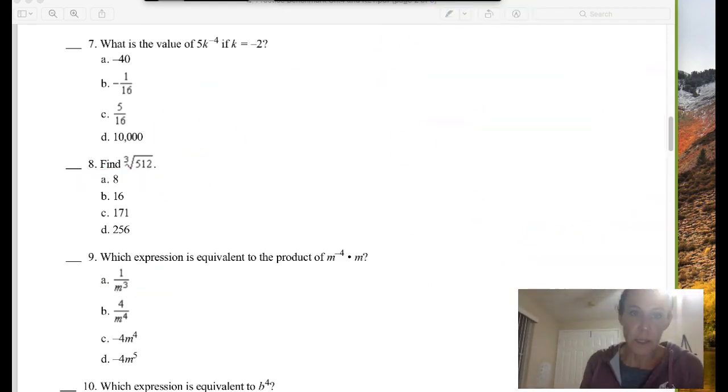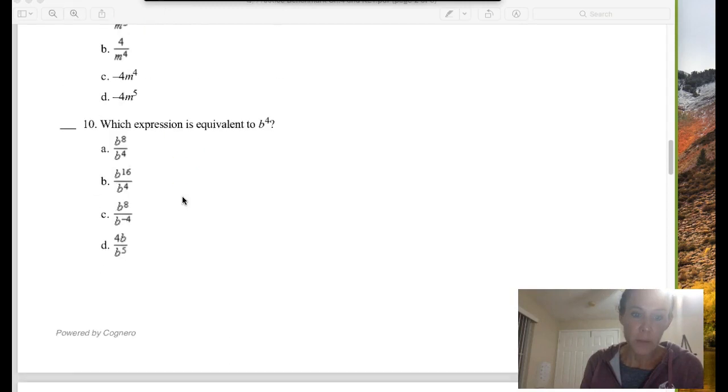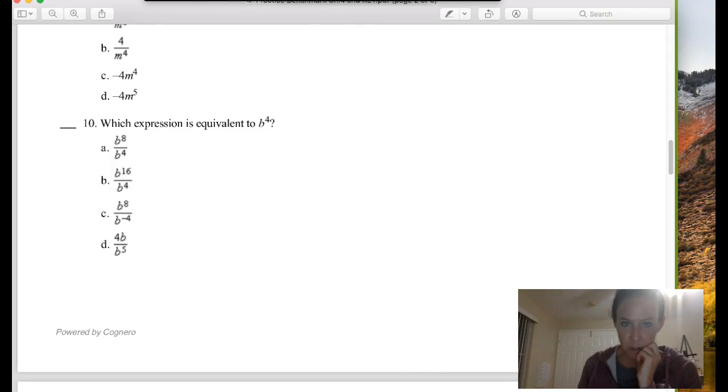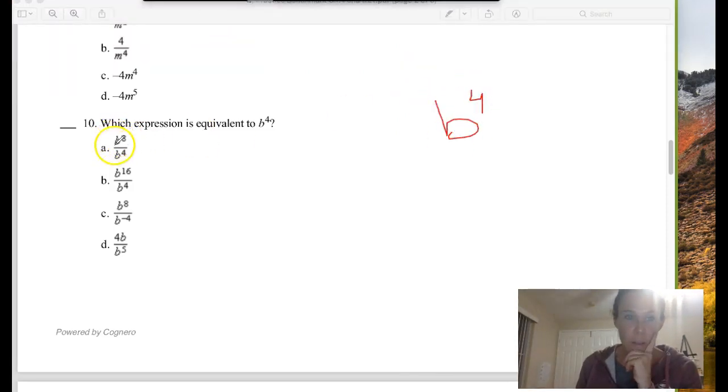Okay, let's do number 10. Which expression is equivalent to b to the 4th? So I want b to the 4th here. And I have b over 8 divided by b over 4. I have all of these. So let's go through this. This one is 4 times b over b to the 5th. Well, this doesn't have an exponent, so it's b to the 1st.